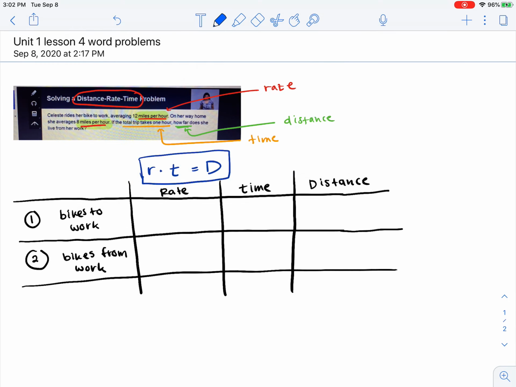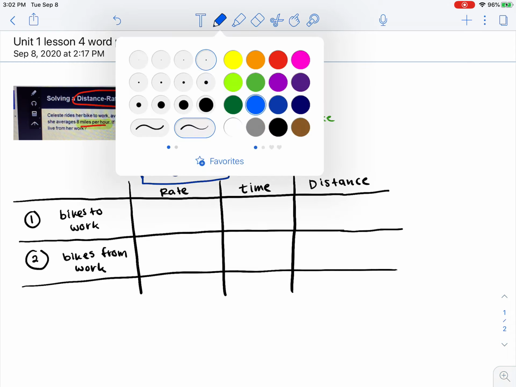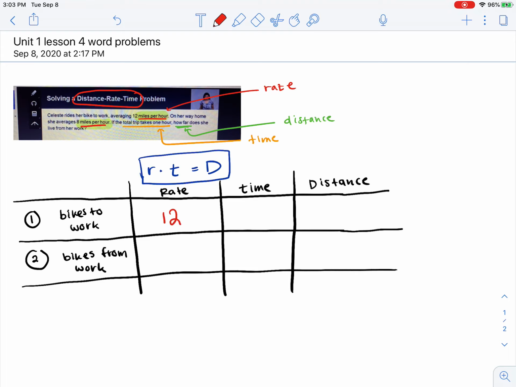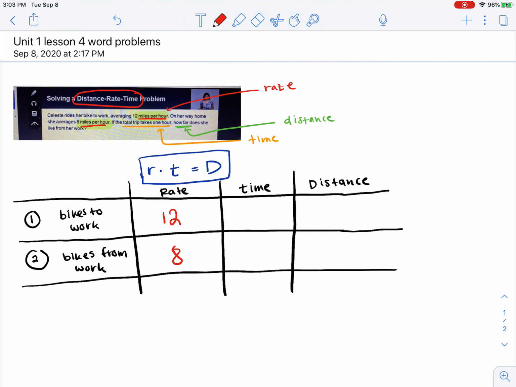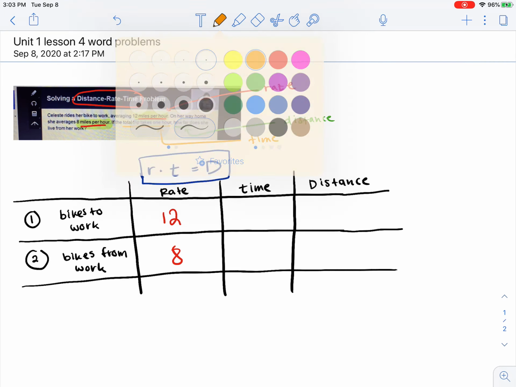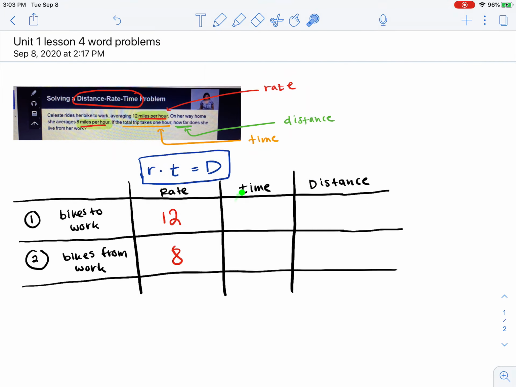So first, Celeste rides her bike to work averaging 12 miles per hour. That's a rate, so I know that 12 miles per hour is her rate. On her way home, she averages 8 miles per hour. That's on her way back. If the total trip takes 1 hour, here it's a little bit tricky because although we know that her total trip took 1 hour, I don't know exactly how long she took going to work and how long she took coming back. I just know in total is 1 hour.